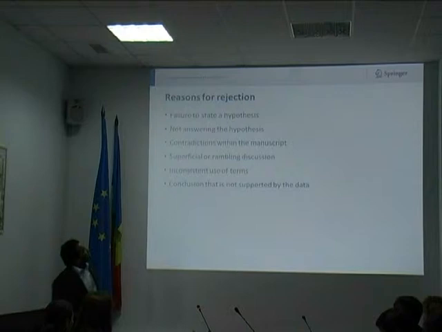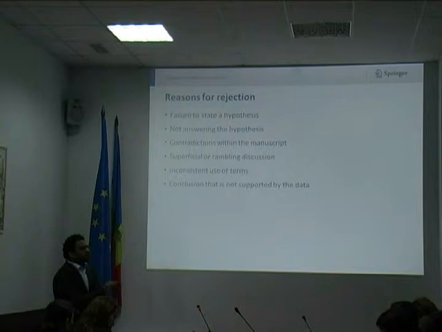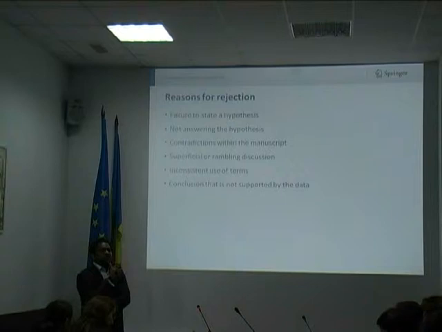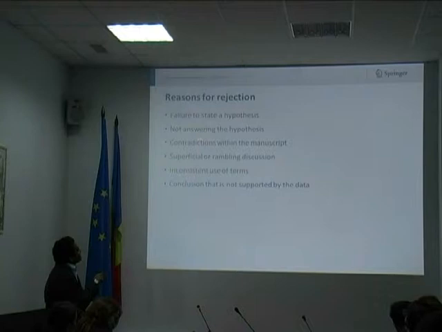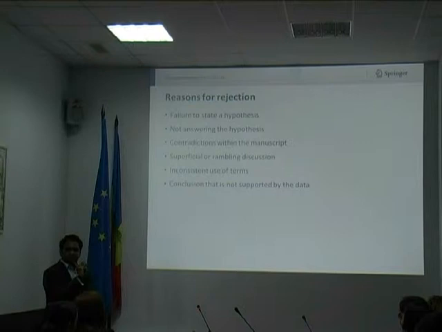So, general reasons for rejection from reviewers or editors are: you didn't state what you want to find or what you claimed. You just put the results on the face of the paper, but you didn't state anything. So, presentation matters. And you didn't answer the hypothesis. You didn't answer your research question at all. So how does this paper stand as a research paper?